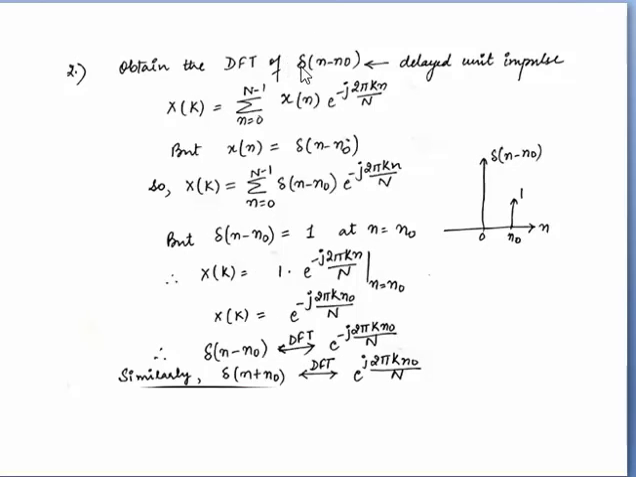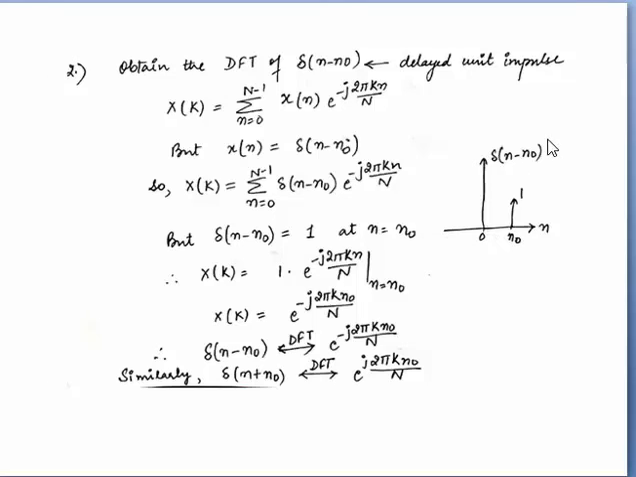Next is to obtain the DFT of delta n minus n naught, a delayed unit impulse, delayed by n naught units. Again we have the formula for DFT, x of k is equal to summation n from 0 to N minus 1 of x of n e raised to power minus j 2 pi k n over N. But x of n is equal to delta n minus n naught. Put delta n minus n naught here. So it becomes x of k is equal to summation n from 0 to N minus 1 of delta n minus n naught e raised to power minus j 2 pi k n over N.